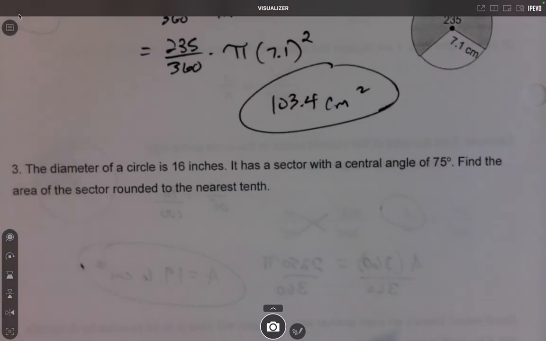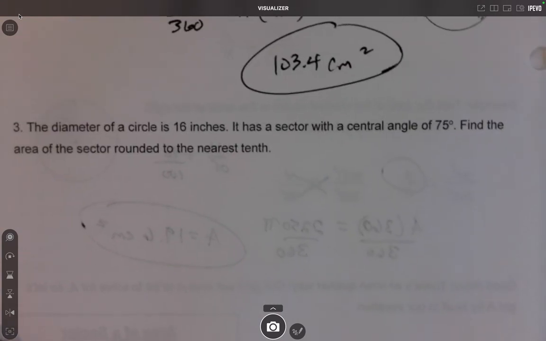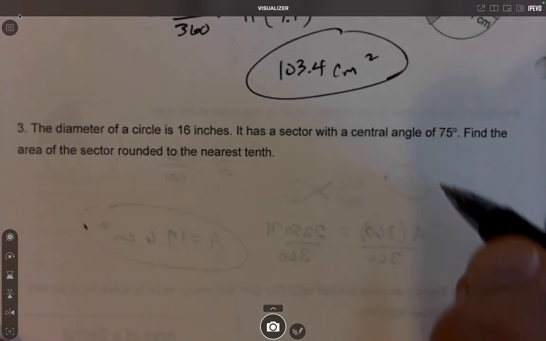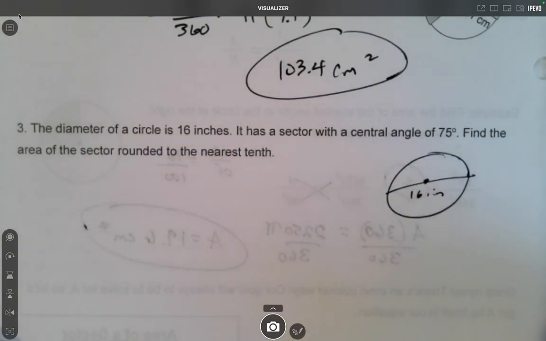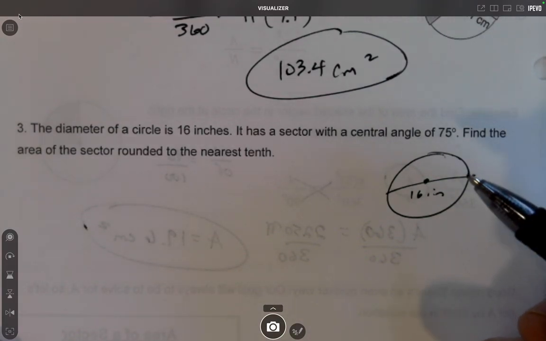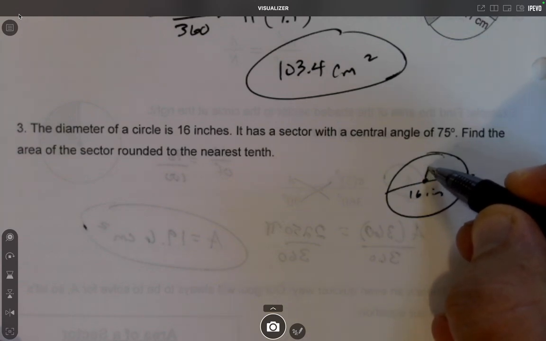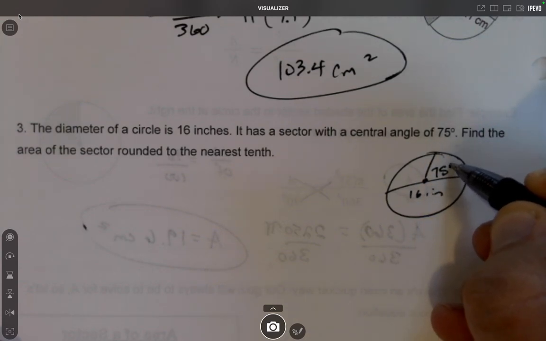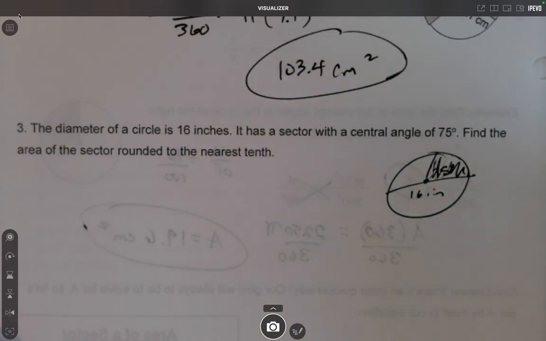Last one. I'm going to draw a picture when they don't give me one. It's usually easier, but you don't have to. The diameter of a circle is 16 inches. It has a sector with a central angle of 75 degrees. Well, this doesn't have to be accurate, but I know 90 degrees makes a right angle, so I'll just make it a little smaller than that. Say this is 75 degrees. So this is the area we're trying to find. Find the area of this sector to the nearest tenth.